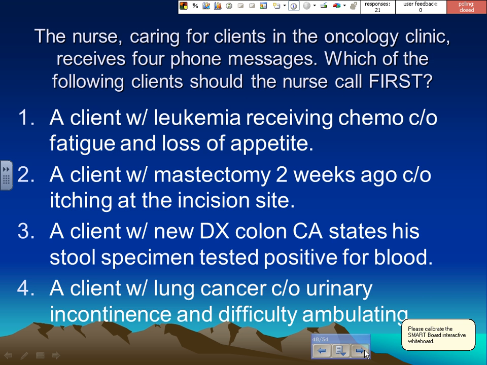The nurse caring for clients in the oncology clinic gets 4 phone messages. Which should she call first? The client with leukemia receiving chemo complaining of fatigue and loss of appetite. The client with a mastectomy 2 weeks ago complaining of itching at the incision. The client with a new diagnosis of colon cancer saying that his stool specimen tested positive for blood. The client with lung cancer complaining of urinary incontinence and difficulty ambulating.